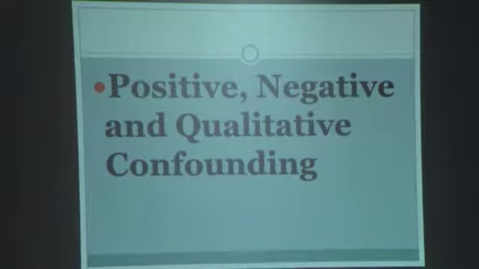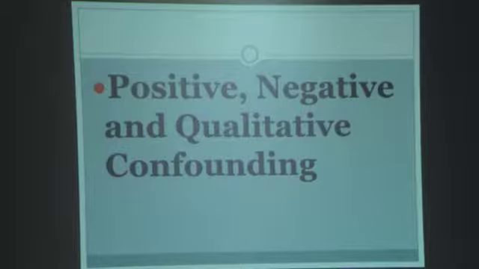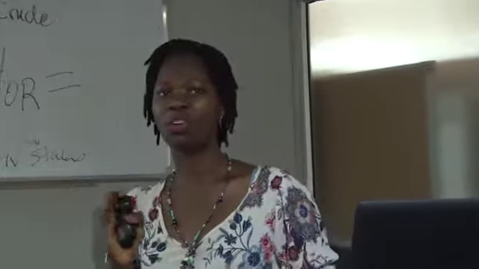There are two concepts that we want to look at here. One of them, in consideration of confounding, is positive, negative, and qualitative confounding. This applies when there is a possible confounder, and that confounder weakens the measure of association, whether an odds ratio or a relative risk.